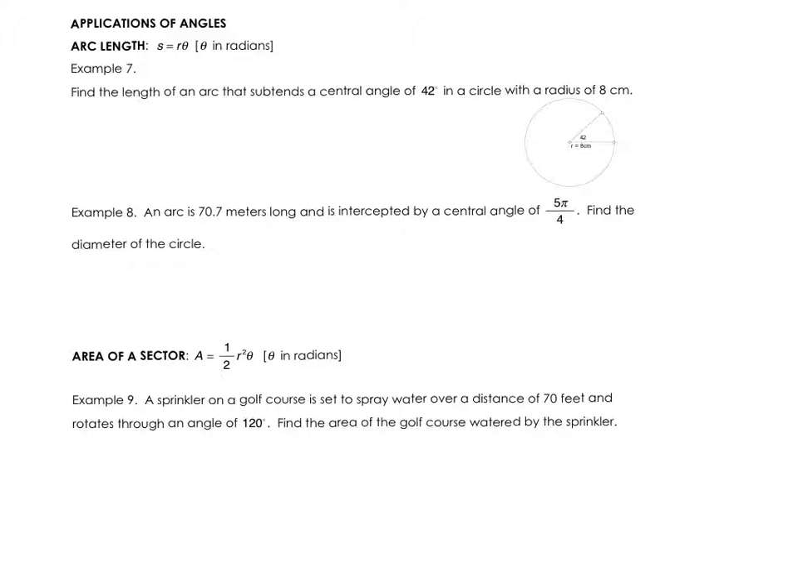One of the things we need to be able to do is find the arc length of a portion of a circle with a given radius. So arc length is S, R is the radius, and then theta is going to be the angle in radians. Make sure you are working in radians, and you'll want to memorize this equation.